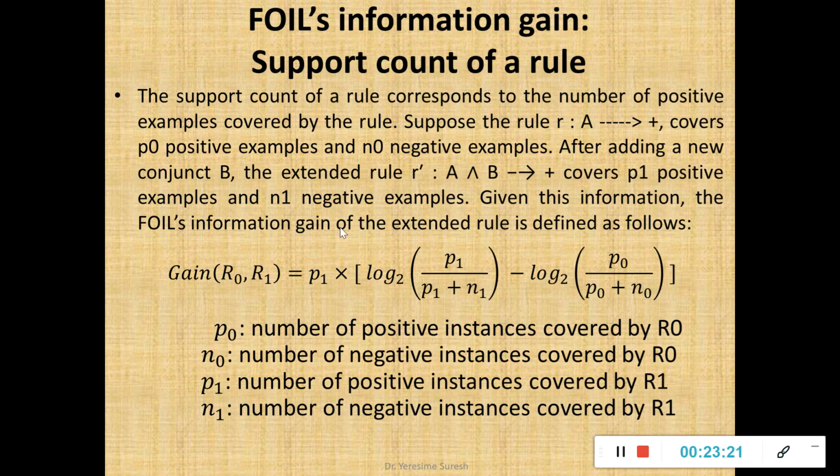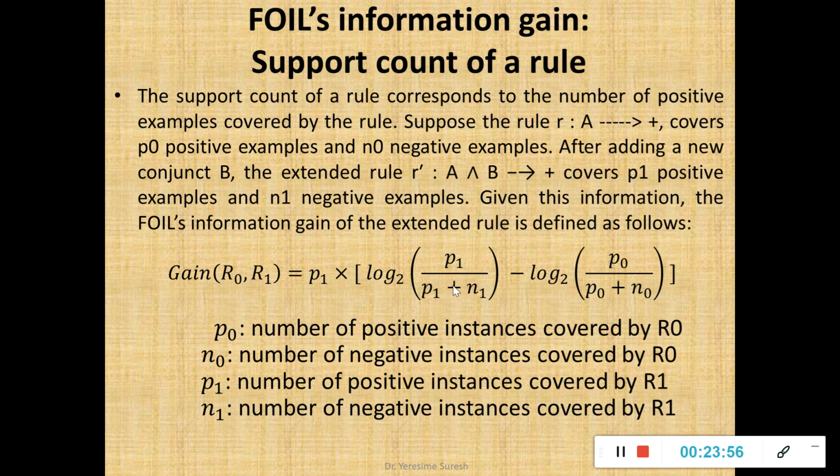Then the Foil's information gain between two rules, R0 and R1 or R1 and R2, is given as P1 into log base 2 of P1 divided by P1 plus N1, minus log base 2 of P0 divided by P0 plus N0. P0 is the number of positive instances in your training data set. N0 is the number of negative instances in your training data set. P1 is the number of positive instances in your given rule. N1 is the number of negative instances in your given rule. The same description is given below.